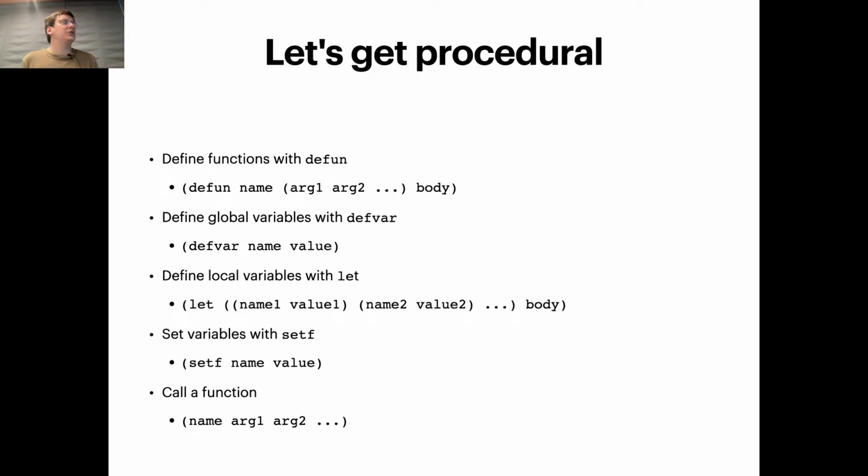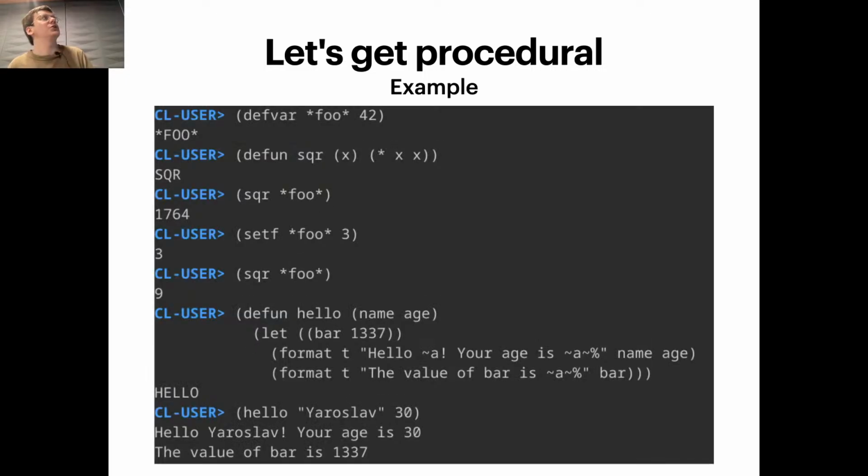and then we can set both types of these variables with setf by specifying the name and the new value. And then we can call the functions we defined by having this form with the name of the function as its first member, and then the arguments.